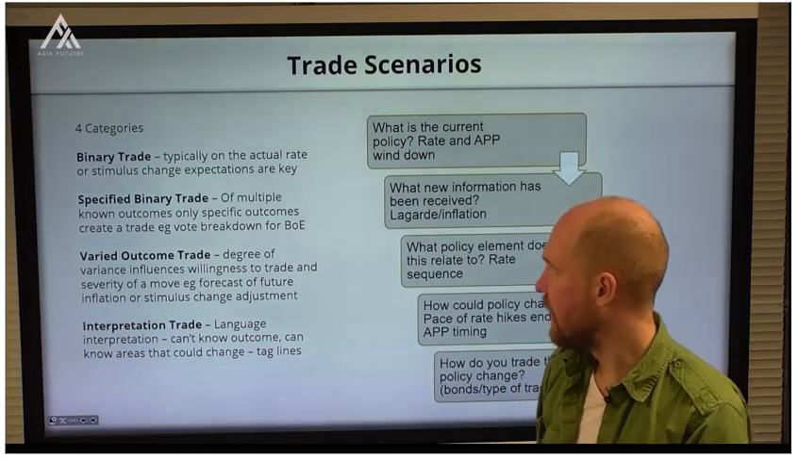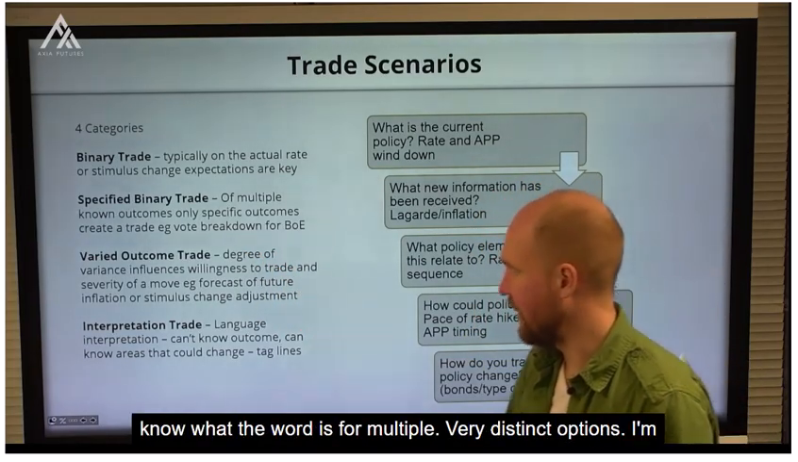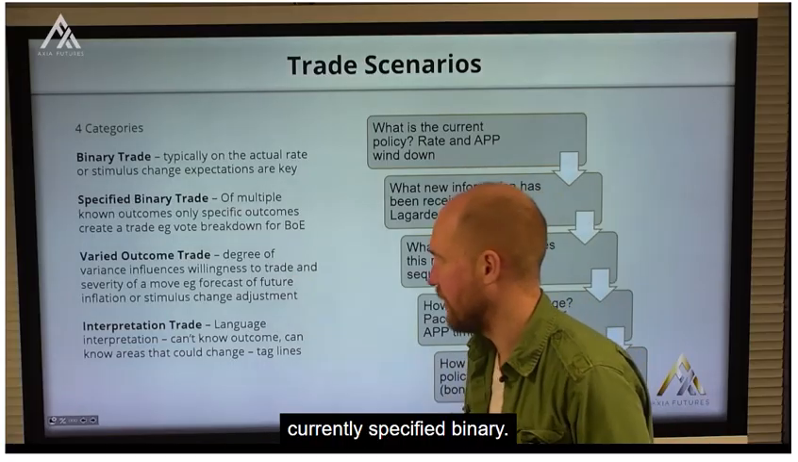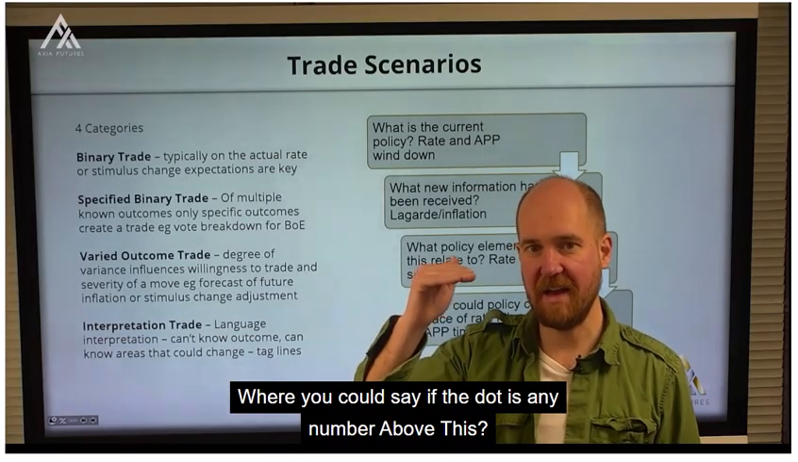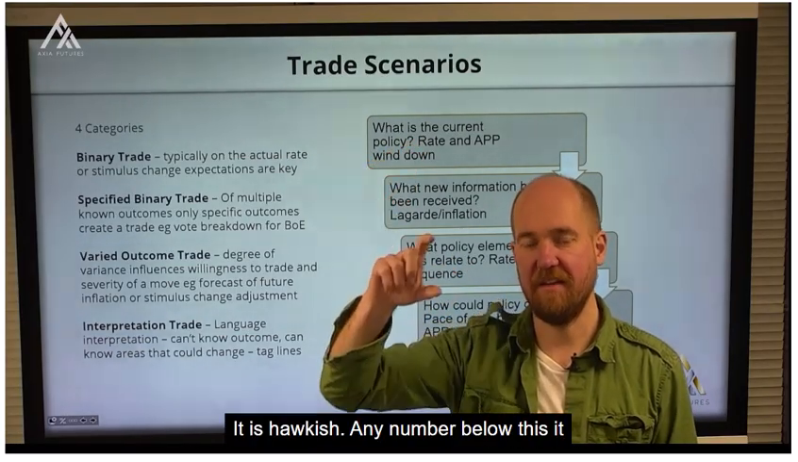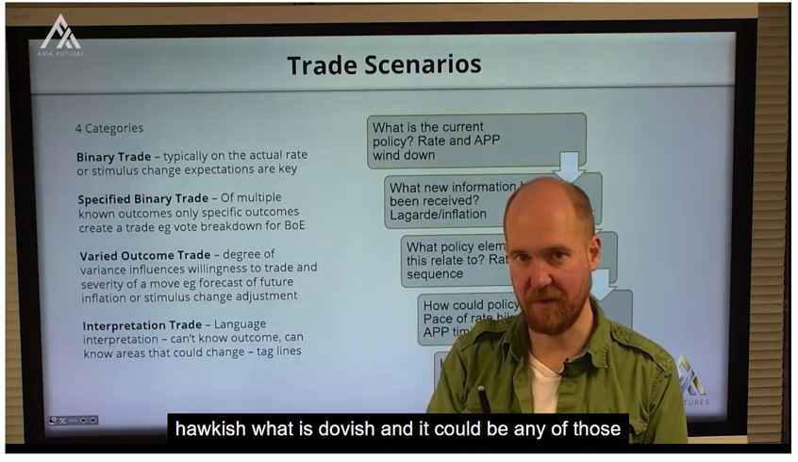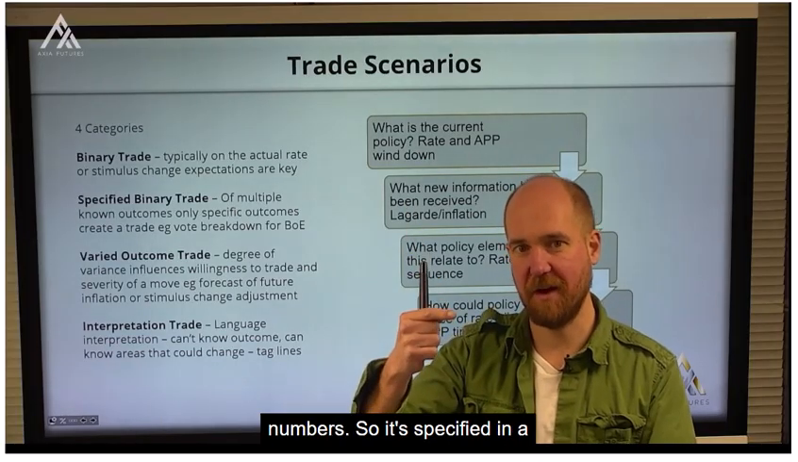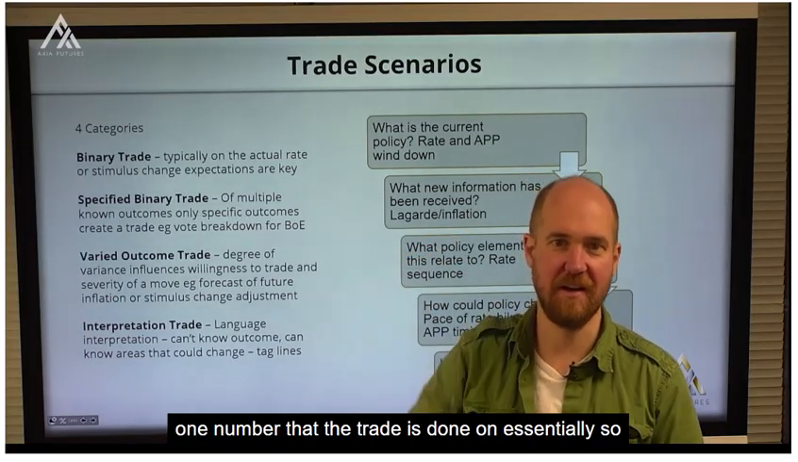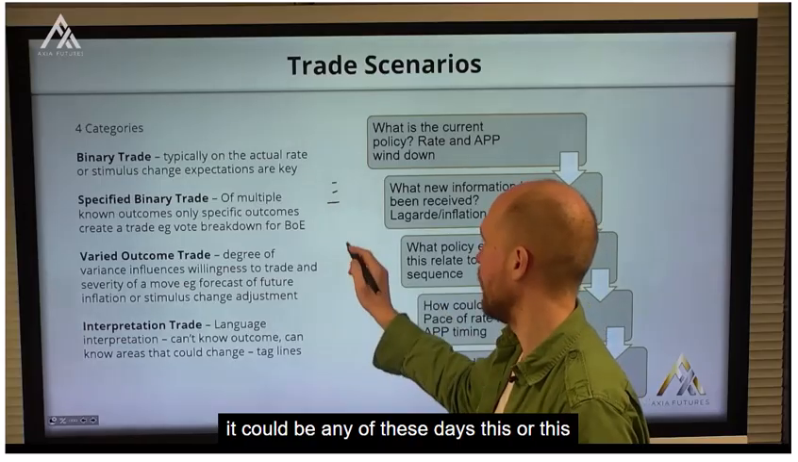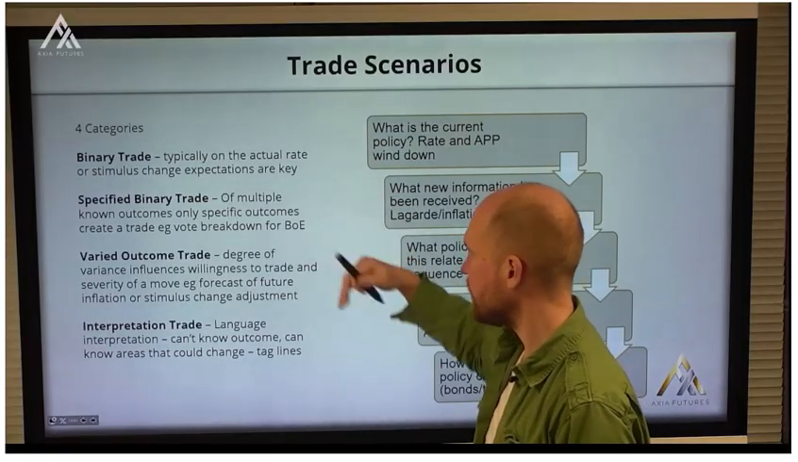That's your first opportunity. Then you have what I call a specified binary trade. Mostly because I don't necessarily know what the word is for multiple very distinct options, I'm calling it specified binary. What this would be is something like the dots, where you could say, if the dot is any number above this, it is hawkish. Any number below this, it is dovish. So therefore, you can define very clearly what is hawkish, what is dovish. And it could be any of those numbers. So it is specified in a range of numbers. So it is binary in the range of numbers, despite the fact there is not one number that the trade is done on, essentially. So it could be any of these, this, or this, has the same binary impact. That's a sell, that's a buy, if you will. That's the way to try and think about that.